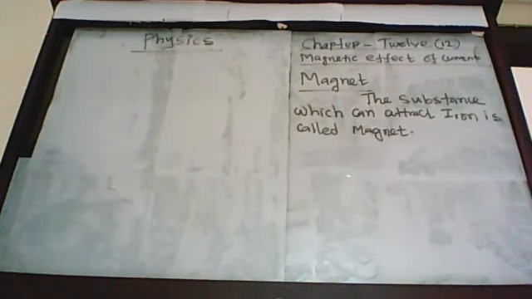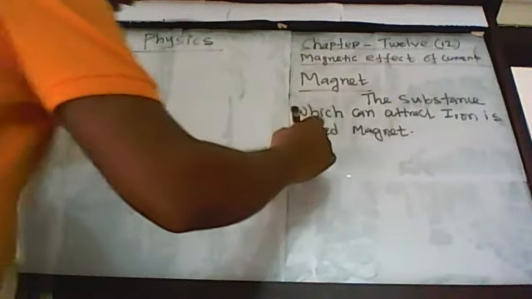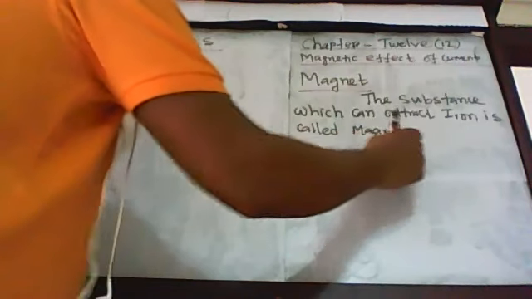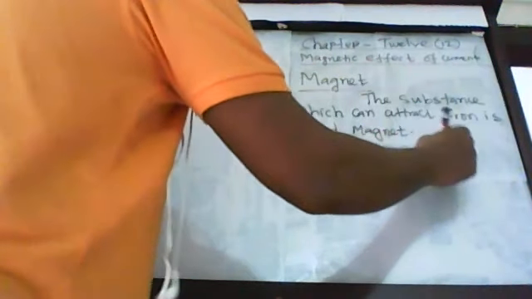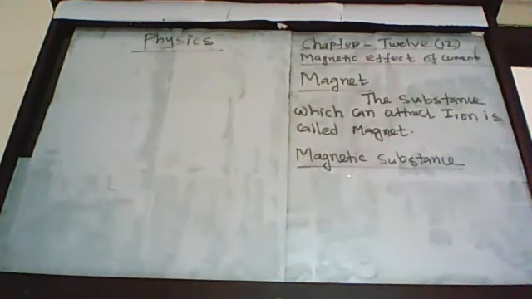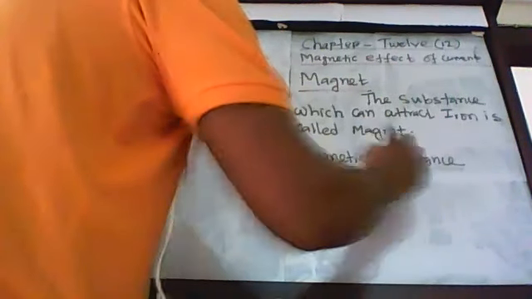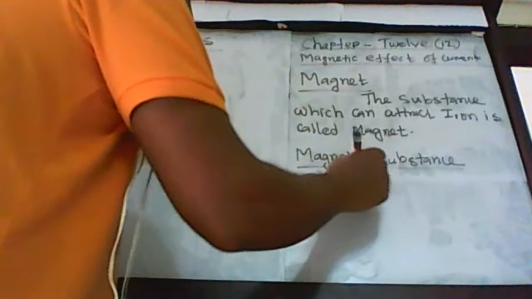Magnetic substance. Listen to me. My next topic is magnetic substance. Boys and girls, the substance which can be attracted by magnet and which can be converted into magnet is called magnetic substance.